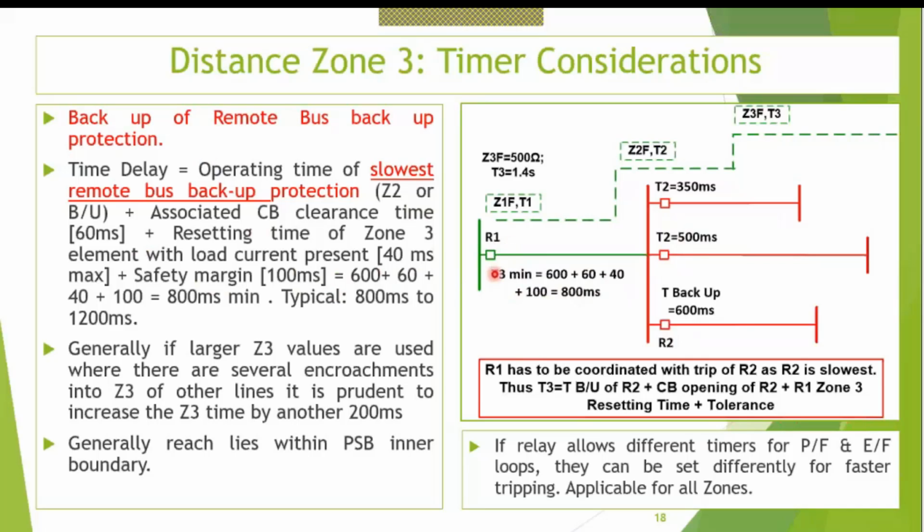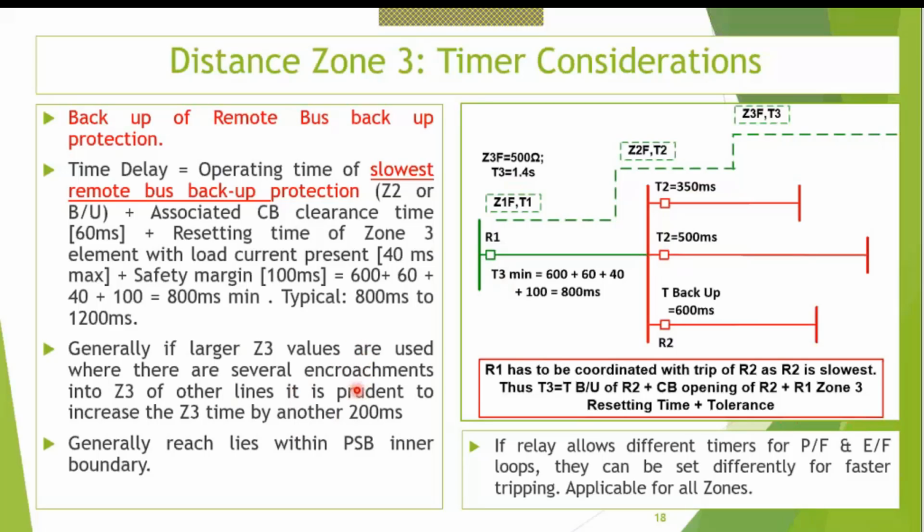Suppose I can see the zone 3 of this line is overlapping the zone 3 of this line. I can see it by fault study. Then it would be prudent if we increase it a little bit, maybe 100 or 200 milliseconds more, because zone 3 operation is very rare. We don't plan for zone 3 operation. So excess operation of zone 3 would be very dangerous. It could create a lot of issues.